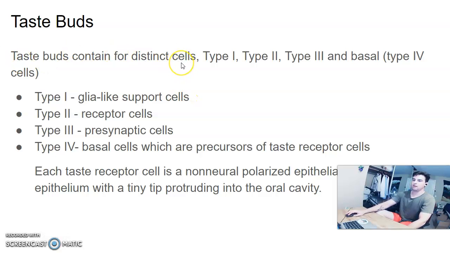Now the anatomy and physiology of taste buds: taste buds contain four types of cells. You have type 1, type 2, type 3, and the basal type 4 cells. Type 1 are glial-like support cells. Type 2 are receptor cells. Type 3 are presynaptic cells. And type 4 are basal cells, which are precursors of taste receptor cells. Each taste receptor cell is a non-neural polarized epithelial cell tucked into the epithelium with a tiny tip protruding from the oral cavity.